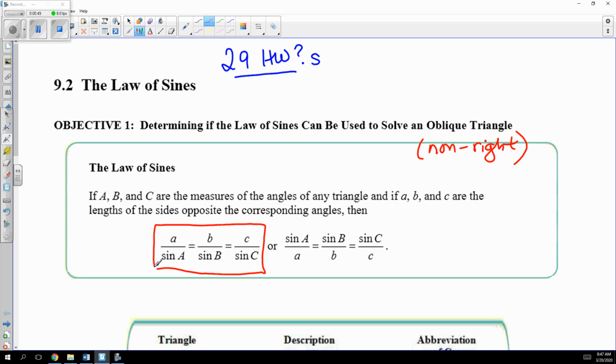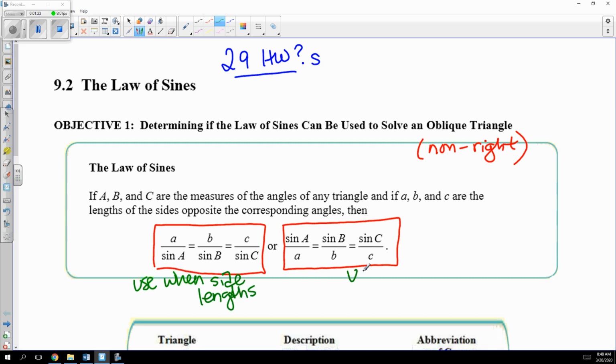There's one where the side lengths are on top and the sines of the angles are on the bottom of each fraction. This is what I would call an extended proportion. The other version is when the sine of the angle is in the numerator and the side lengths are in the denominator. I usually use this. They're interchangeable, and it really doesn't matter which one you use. You can choose to stick to one if you wish, but normally I use the first one when finding side lengths, just because it's easier to keep it in the numerator, and then I use the second one when finding angle measures. That's really the best thing to do.